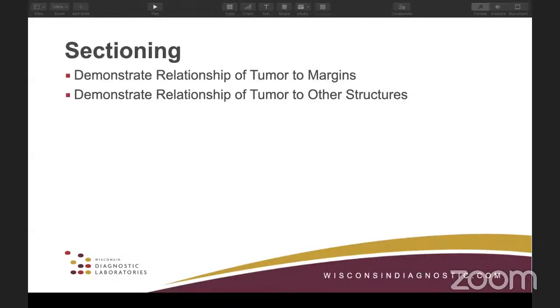All right, so the next concept we're going to talk about is sectioning. You want to section in a way that will demonstrate the relationship of the tumor to the margins, and also demonstrate the relationship of the tumor to any other structures that are either part of that organ or that are attached.